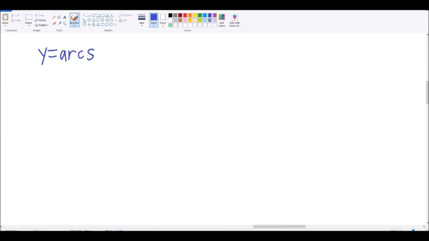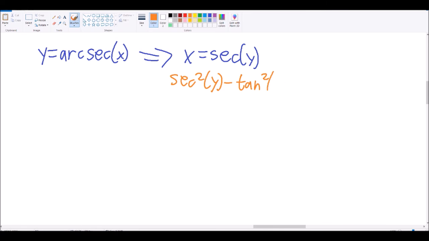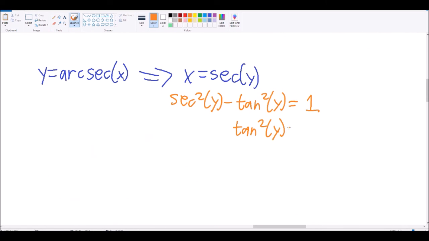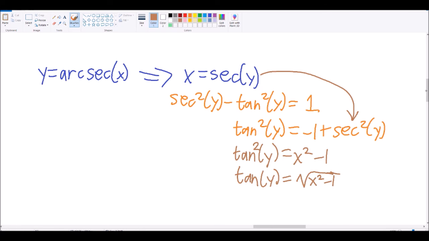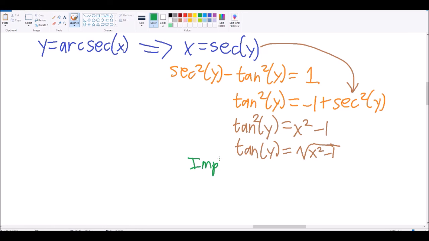If we say that y equals arc secant of x, then x equals the secant of y, then we use our trig trick for the tangent and secant pairs, which gets us tangent squared of y equals negative 1 plus secant squared of y, or tangent of y equals the square root of x squared minus 1. Implicit differentiation says that the derivative of arc secant is 1 over secant of y times tangent of y.